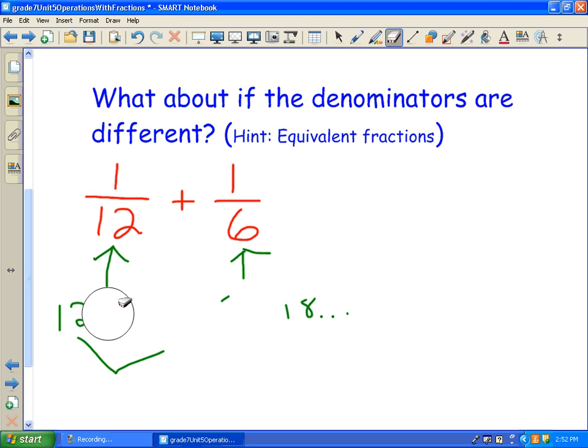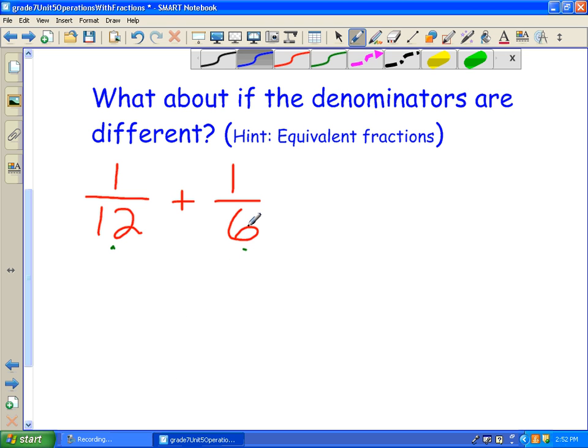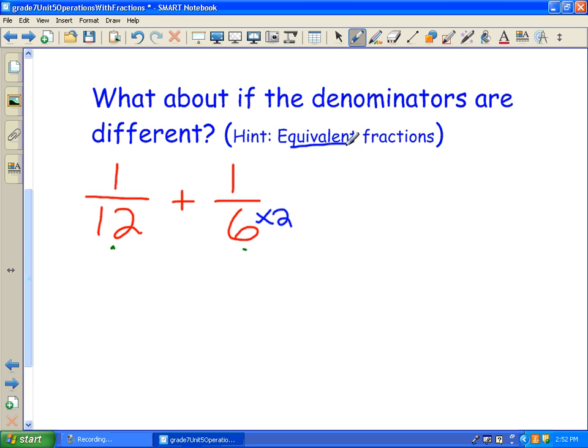Well, let's do it. How do we make the first one 12? Well, it is already 12. How do we make this one here become 12? By multiplying it by 2. And of course, to make them equivalent, we want to multiply the top by 2. So that will change this one.